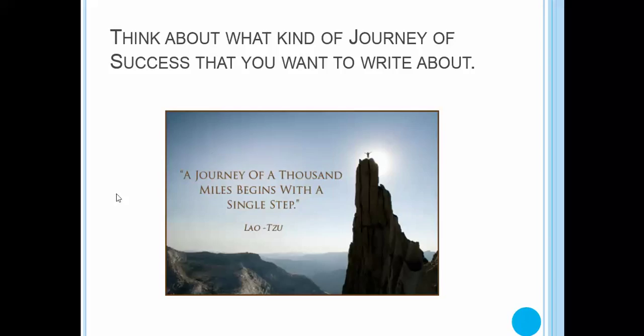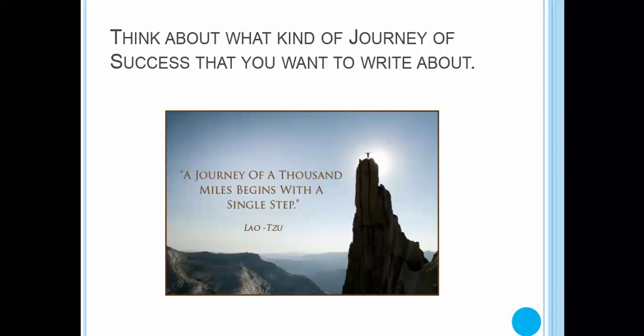Okay? And granted, a journey of 1,000 miles begins with a single step. So your story is not necessarily going to be 1,000 miles, but it's going to be long, and it does start with a single step. So it's that single step of what the character is going to do.